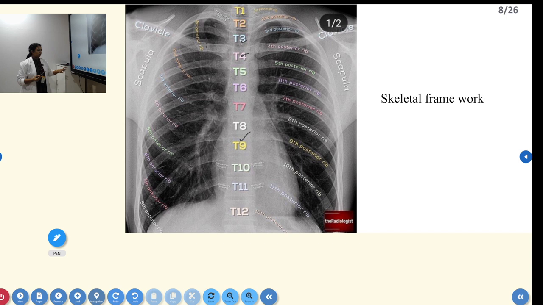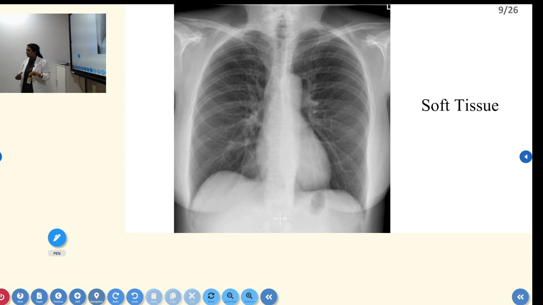Next is soft tissue. Soft tissue appears slightly gray in color. Here we can see a soft tissue shadow. This is a shadow made by the mammary gland. They appear crescentic and sometimes the shadow extends beyond the diaphragm. In those people, the breasts are pendulous. That is why they extend beyond the diaphragm. Other soft tissue shadows that you can see are the axillary fold. In the supraclavicular region also, we will see the soft tissue shadow.